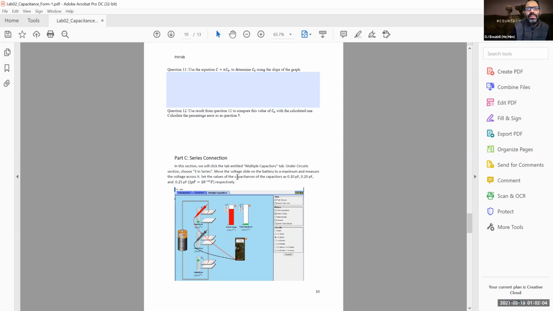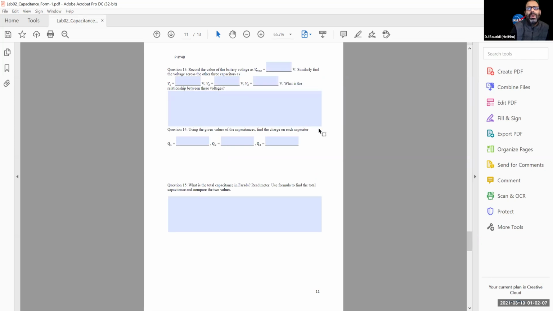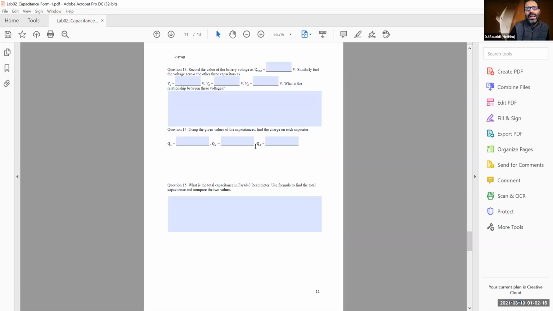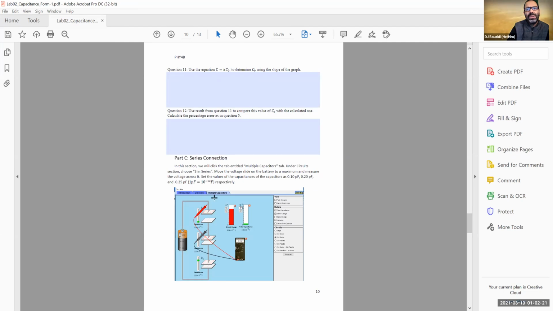So if we continue with this one, now you're going to measure the total voltage. V max is from top to bottom. This is 1.5. It should be 1.5 volt, okay? And then you're going to measure V1, the voltage across these capacitors. Make sure in here to choose the capacitance as I tell you. 0.1 picofarad or 1 times 10 to the negative 13, 0.2 picofarad or 2 times 10 to the negative 13, and 0.25 or 2.5 times 10 to the negative 13, and that is basically the numbers.